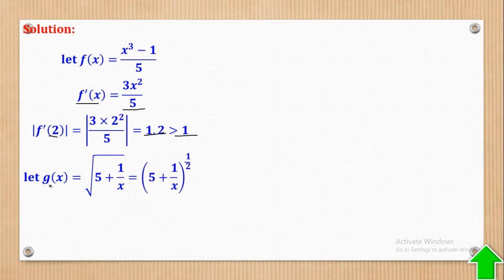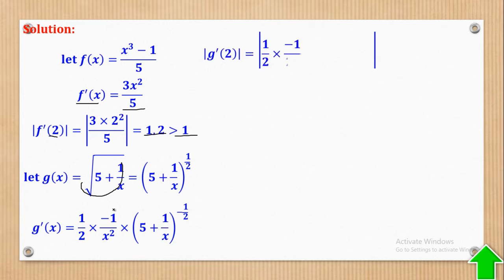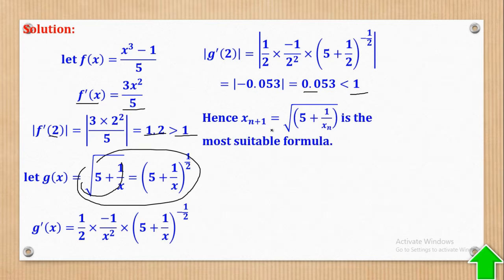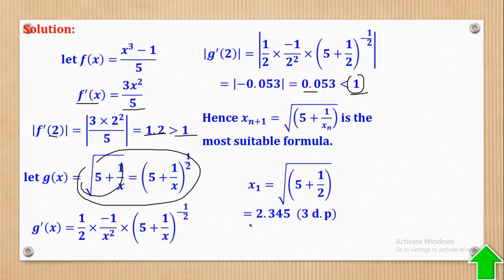For the second formula, which I'll conclude at the end, it is this. Therefore when I differentiate, I come up with this, and when I substitute the initial approximation, the value will be that. So this is less than 1. So what does that conclude? It means that this second formula is the one which is most suitable because its value is less than 1. So using that formula once, we shall come up with that, and that will be the root they wanted.